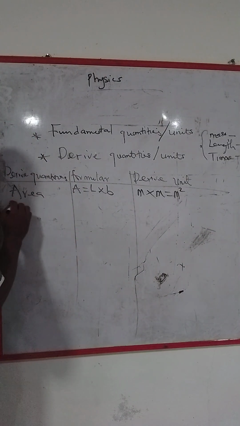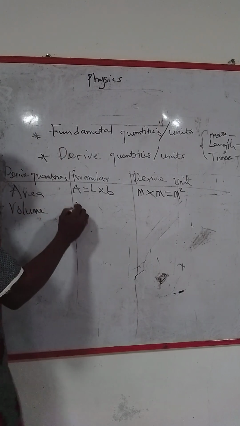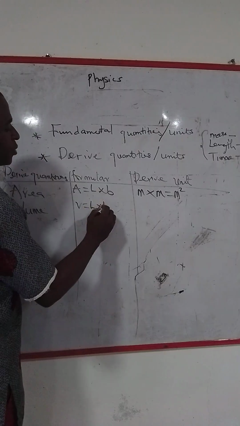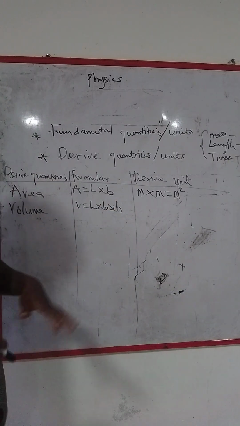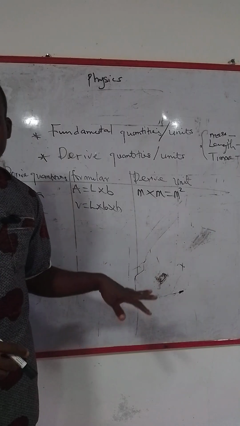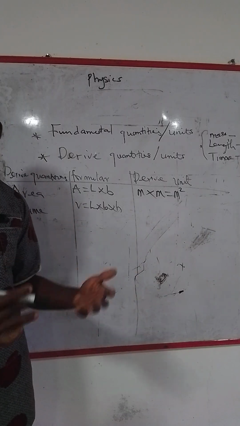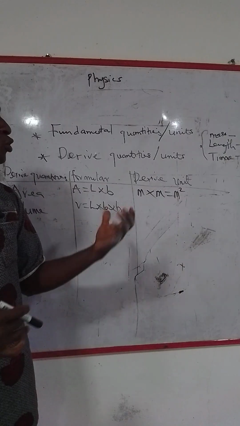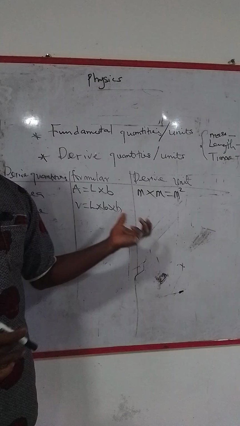Because of that, we'll go to the next one, which is volume. Volume is equal to length times breadth times height. Not for all shapes, this one is particularly for a cuboid. But because a cuboid happens to be the simplest of all the shapes, it is now used to derive the general formula for other shapes.